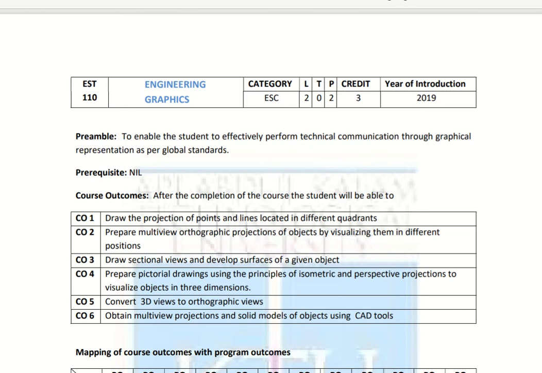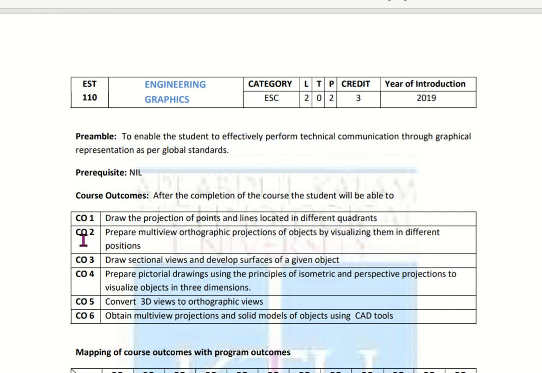Coming to the preamble of the subject, it is to enable the student to effectively perform technical communication through graphical representation as per global standards. As you know, we have 6 modules including AutoCAD. After completion of the course, the students will be able to draw the projection of points and lines located in the different quadrants. That comes under the first module. This is the course outcome of the first module: draw the projection of points and lines located in different quadrants.